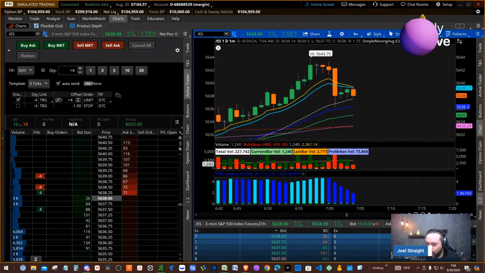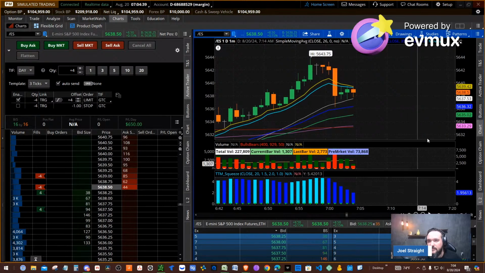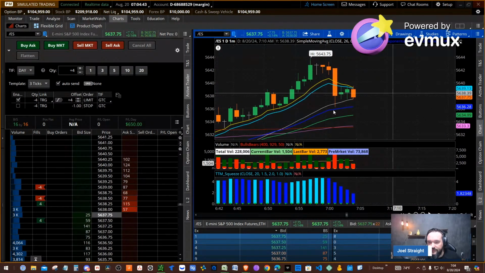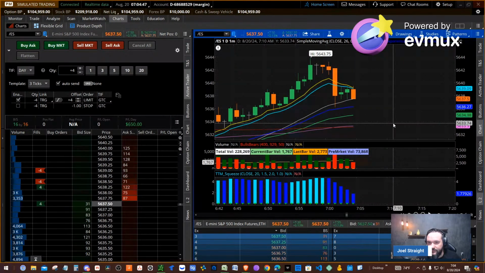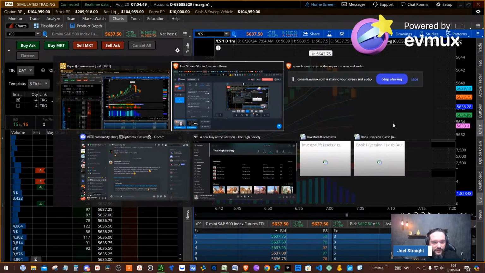TTM pulling all the way back to 1.8. I don't really want to have to jump back and forth between this and TopStep. So I've got to make sure that I find some way to get that on there.